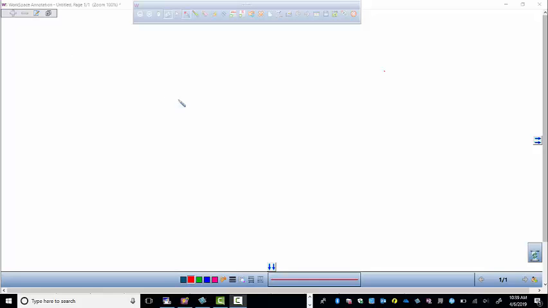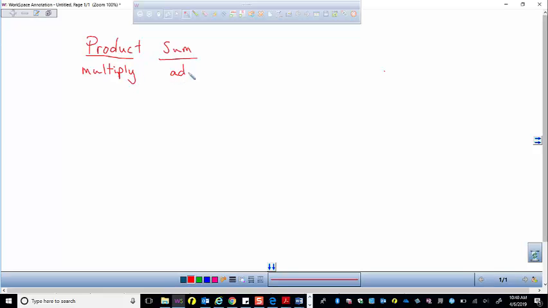Alright guys, today you're going to look at a skill that we need for later on, starting Friday. The skill is called factoring, but what you need to know today is the two words product and sum. So product means when we multiply, and sum means when we add.